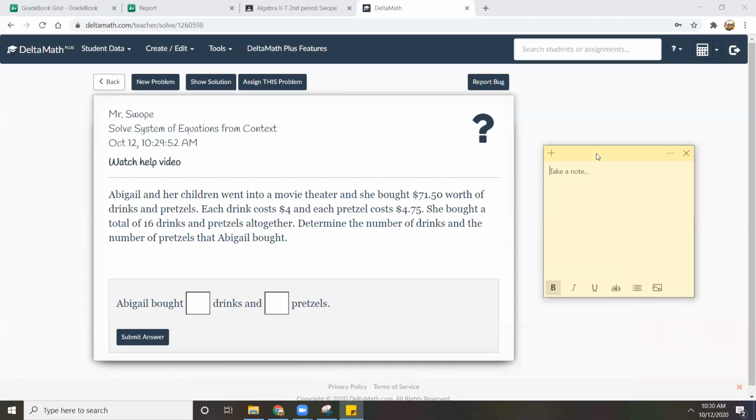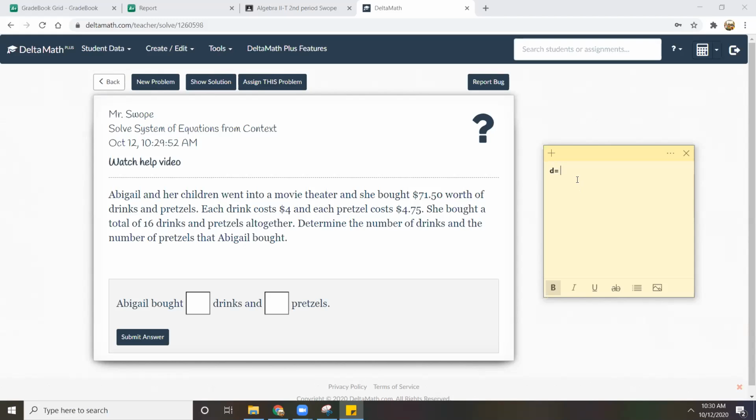All right, so this question, we're going to set it up, and then we're actually going to solve the equation. Maybe I'll get some feedback from you guys if anyone wants to put in the chat. So first off, if we read this, Abby and her children are going to a movie. They bought $71.50 worth of drinks and pretzels. Each drink costs $4 and each pretzel costs $4.75. She bought a total of 16 drinks and pretzels together. Determine the number of drinks and the number of pretzels that Abby bought.